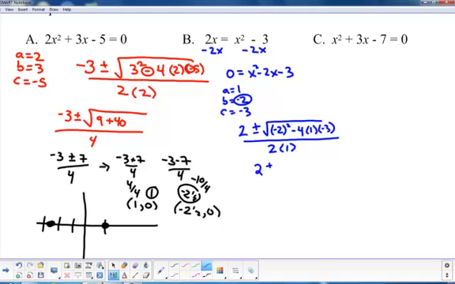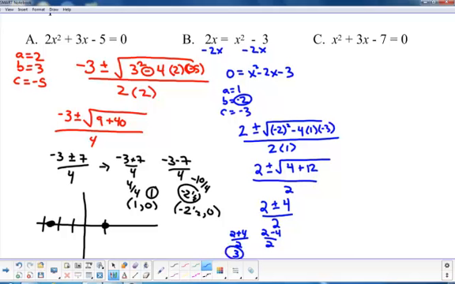So 2 plus or minus square root of 4 plus 12 all over 2. So 2 plus or minus the square root of 16 is 4 all over 2. So that's 2 plus 4 over 2 and 2 minus 4 over 2. So this solution would be 6 divided by 2, which is 3. And this solution is negative 2 divided by 2, which is negative 1. So those are those two x-intercepts.